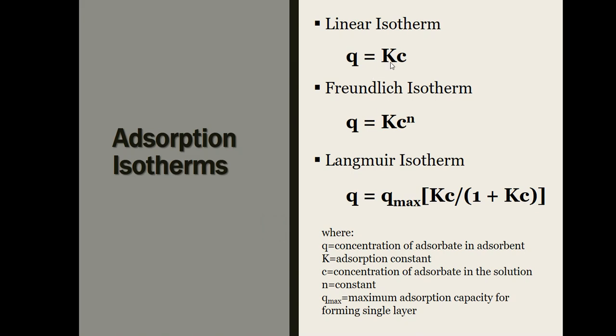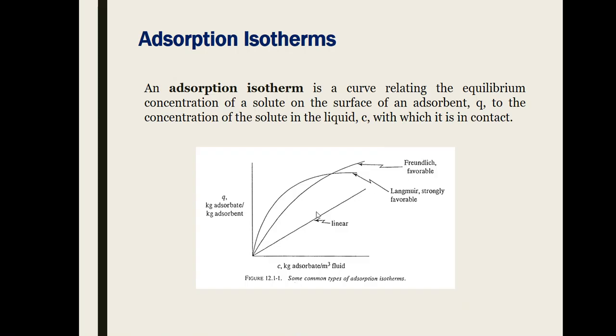So this is the slope of the line, and this is the relationship between C and Q, linear, with no y-intercept. For the Freundlich isotherm, you have the K C raised to n, so comparable to the rate law. You have the exponent here, which is the order of the reaction, and you have the K here, which is the rate constant. So the Freundlich isotherm is this one, the curved one.